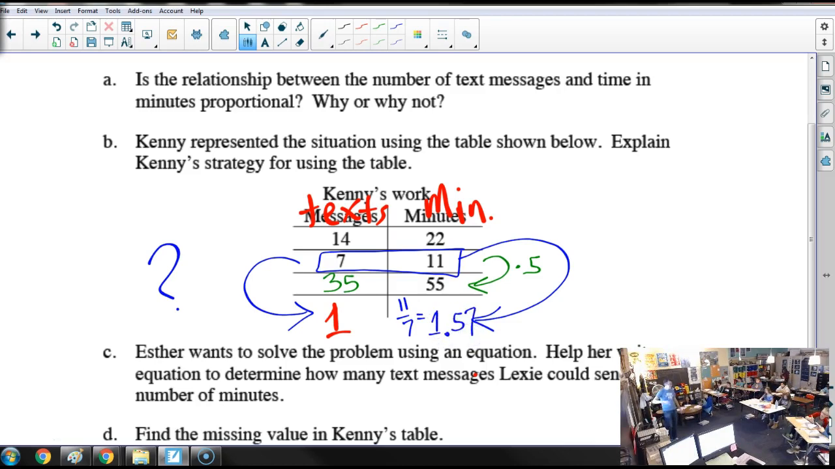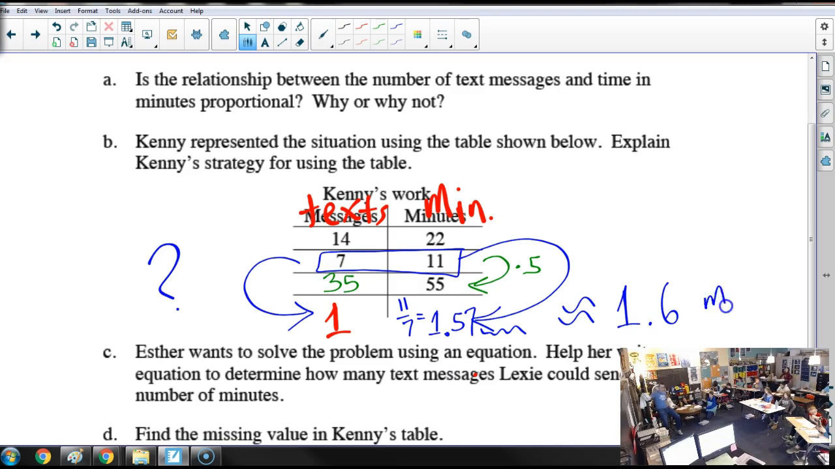Now, hold up. That's sevenths. The division by 7 is kind of messy. So, if the parents asked, how long does it take you to send a text? About a minute and a half, right? 1.5, about a minute and a half. So 1.5, 1.6, you could round.